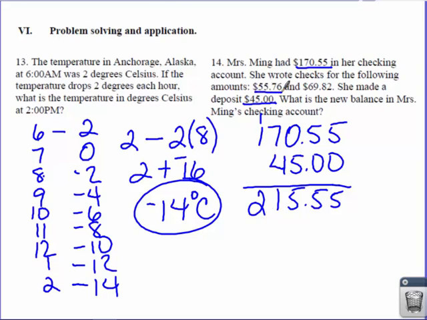And now we need to write checks of $55.76 and $69.82. So that's money coming out of your account. So we're going to subtract. So I'm going to subtract $55.76 from it. Okay, so we borrow here, and 15 take away 6 gives us 9. This is a 5, so it's now a 4 when I borrowed. So I borrow again from the 5, and it becomes now a 14.